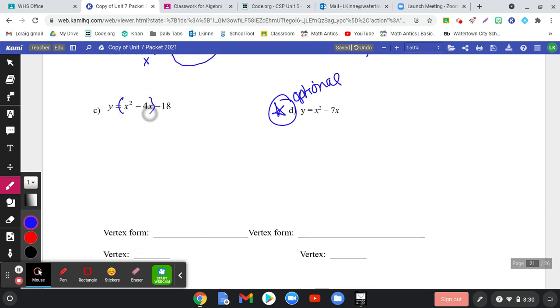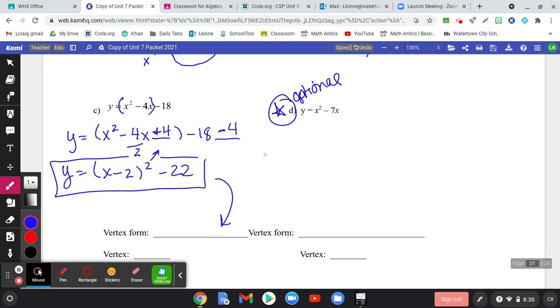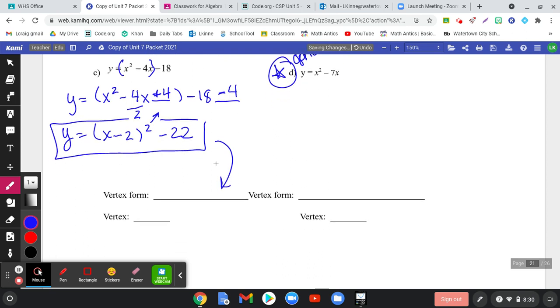Same thing, we're going to cut this in half. We'll expand it first. X squared minus 4x, leave a space, minus 18, and we'll leave a space. Cut that -4 in half, so it's x minus 2 squared. If it really was -2 squared, -2 times -2 is a +4, and a -4 out here. -18 minus 4, -22. There's your vertex form. So your vertex itself would be +2, -22.